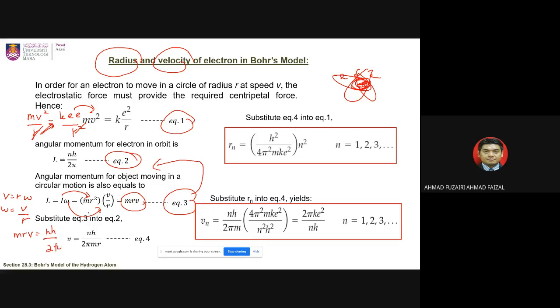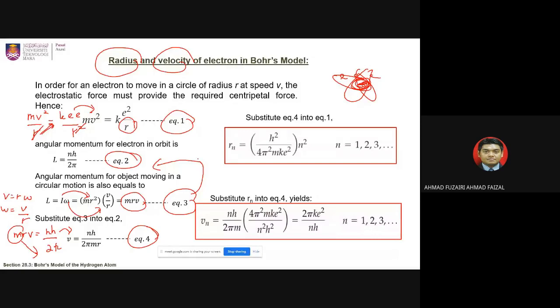And then we will transfer, we only have one V, which is V equivalent to nh over 2 pi m. Okay, we bring this to the bottom part. And then from this part, we substitute equation number 4 into equation number 2. So you will get r. You can find what r is from this side.